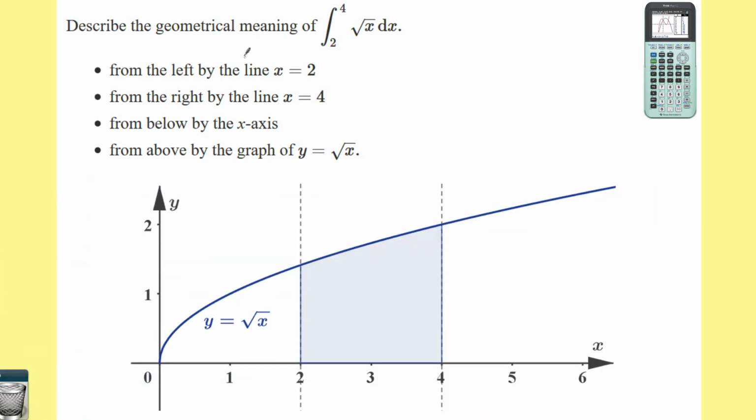So again, from the left, it's bounded by x equals 2. From the right, it's bounded by x equals 4. From the bottom, it's bounded by the x-axis. And from the top, it's bounded by the function y equals the square root of x. So that's the geometrical meaning behind that integral.